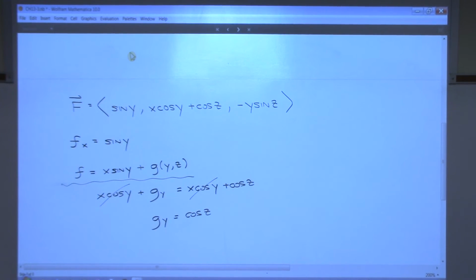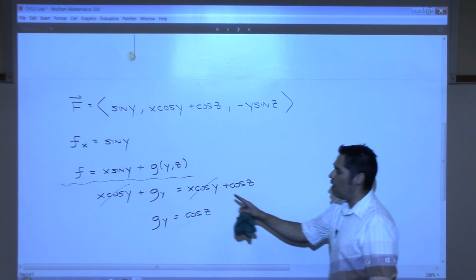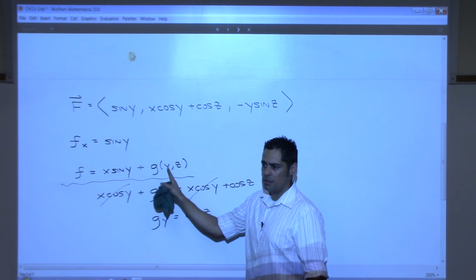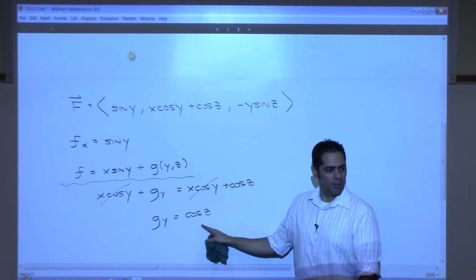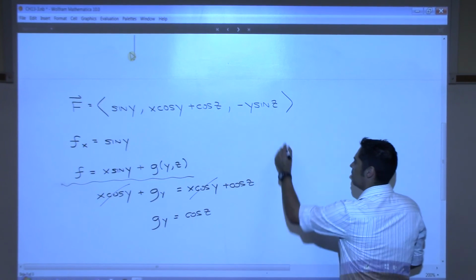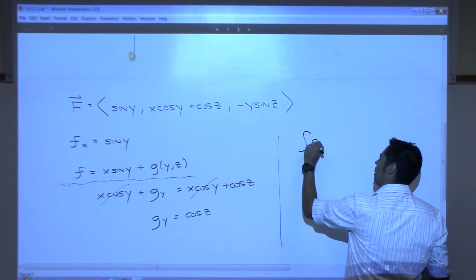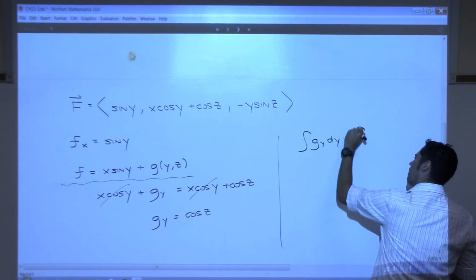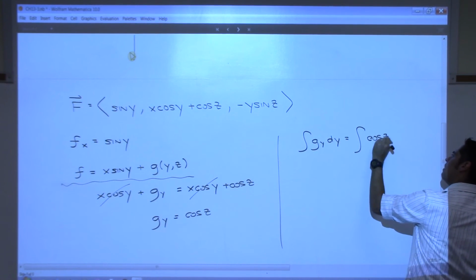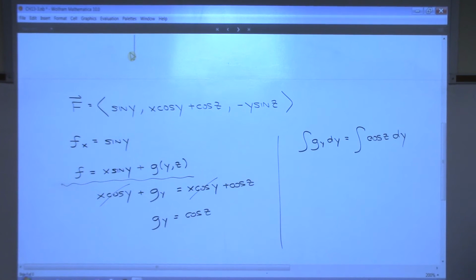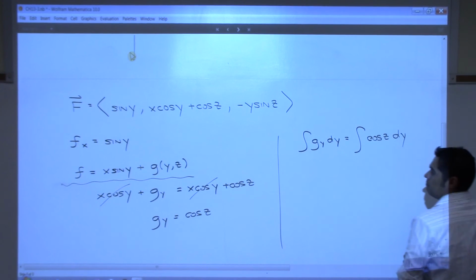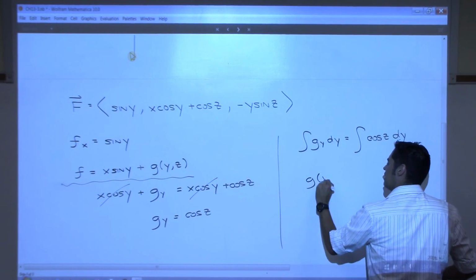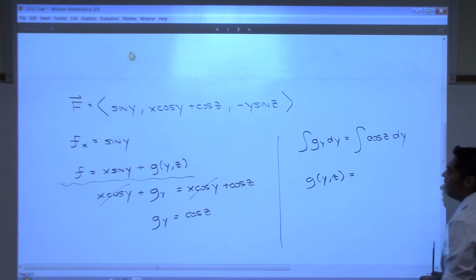Now what? Integrate with respect to y. See, I'm trying to figure out what that g function was, right? I know its derivative with respect to y is this. So to get back to g, I integrate. I'll show it this time. I integrate the left side, and I integrate the right side with respect to y. The left side should just become the function g of y, z. And the right side is y cosine z.